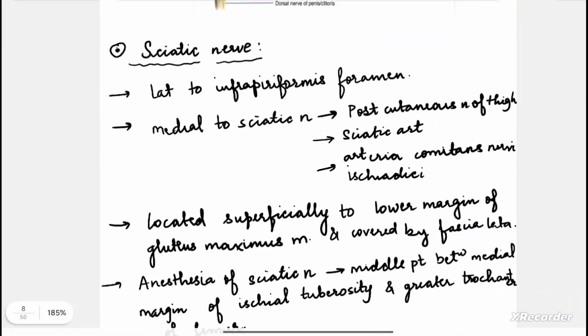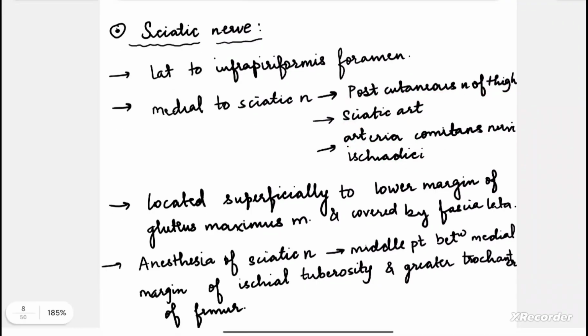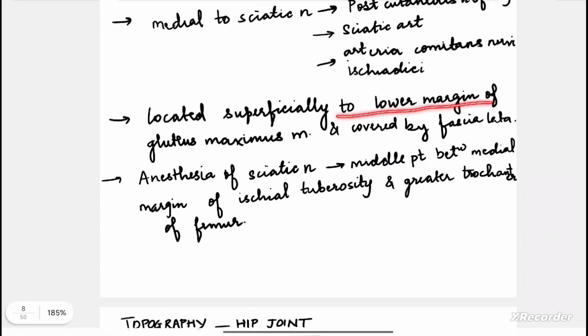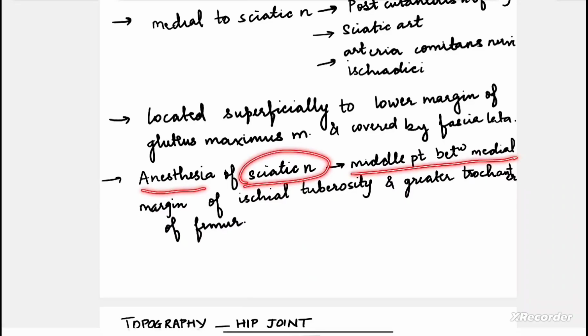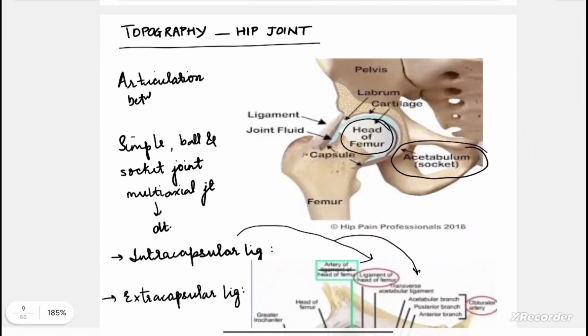Now next is the sciatic nerve. Lateral to the infrapiriformis foramen and medial to the sciatic nerve are the posterior cutaneous nerve of the thigh and the artery comitans nervi ischiadici, which are located superficially to the lower margin of the gluteus maximus muscle and covered by fascia lata. Now, anesthesia of the sciatic nerve: the point is the middle between the medial margin of the ischial tuberosity and the greater trochanter of the femur. Next is topography of the hip joint.